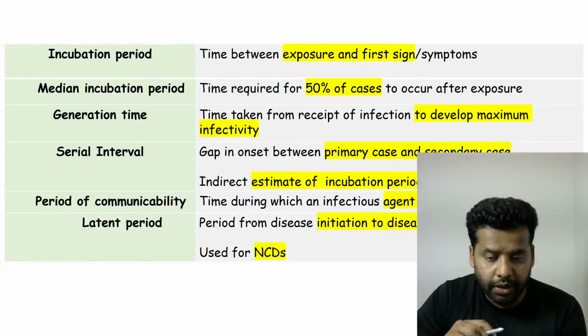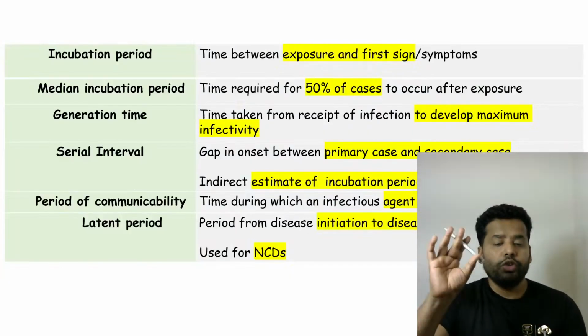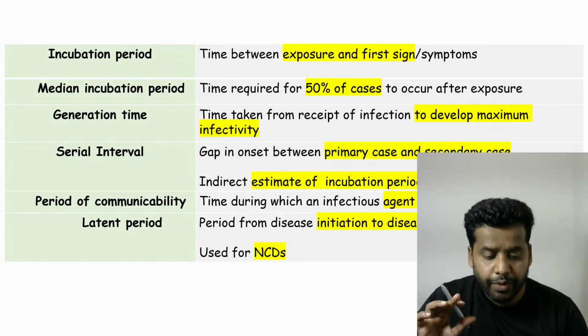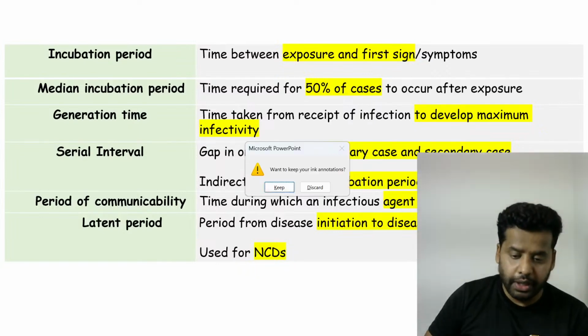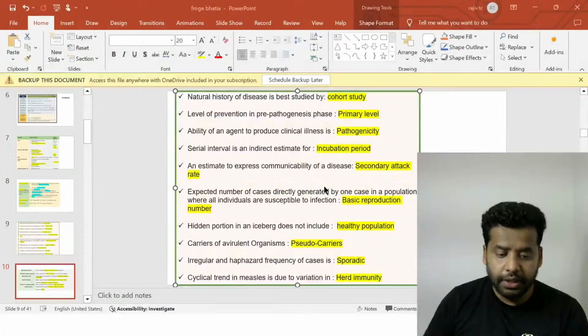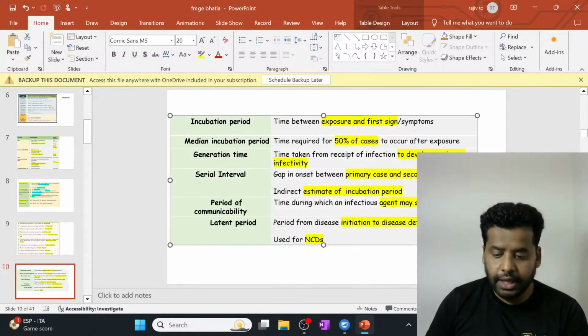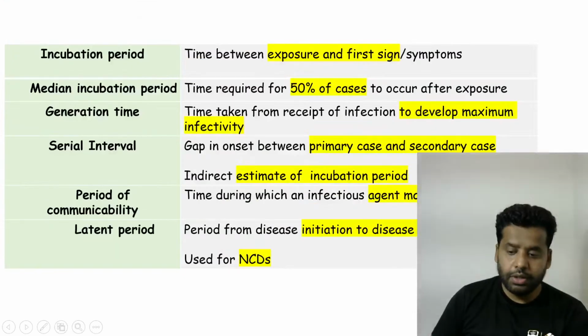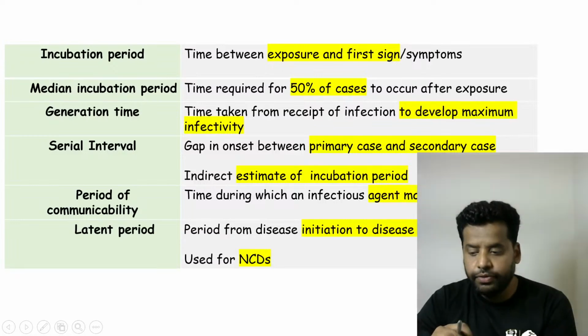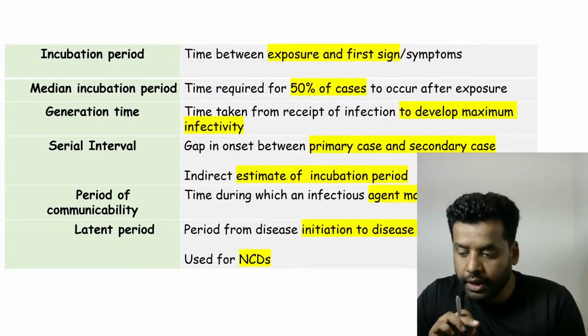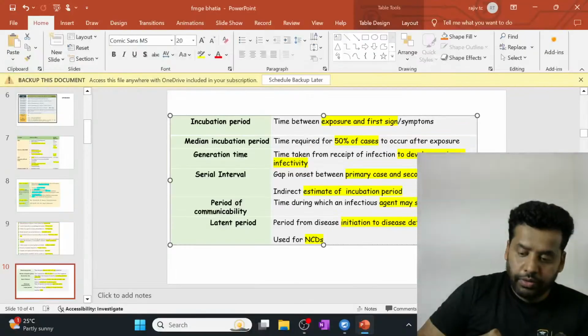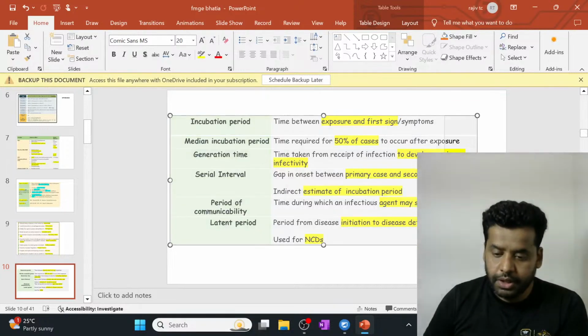Now see this question. What is the definition of incubation period? Incubation period is the gap between exposure and signs and symptoms, that is, the first sign and symptom. The gap between exposure to the first sign and symptom. If they mention this, it is incubation period.